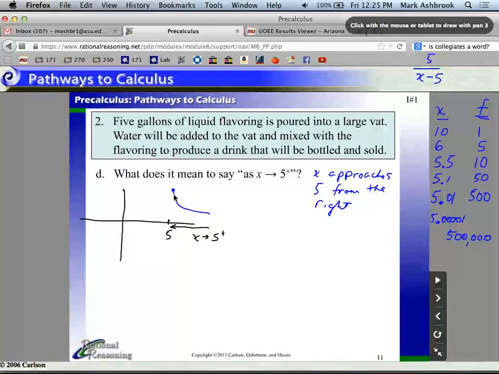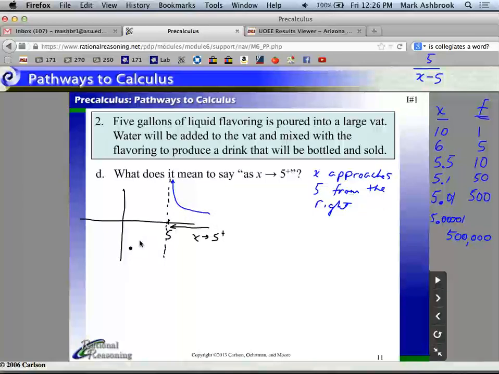It gets as large as you want it to get, just as long as you get close enough to 5. Put a small enough amount of water in, and you get a big enough ratio, as big as you want, okay? So this is the idea of what's called a vertical asymptote. It's an imaginary vertical line that signifies that output is going to get as large as you want. So it increases without bound. And in this case, that ratio increases without bound as x approaches 5 from the right.